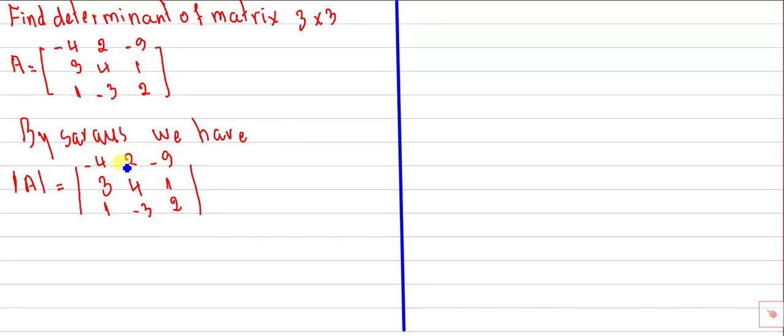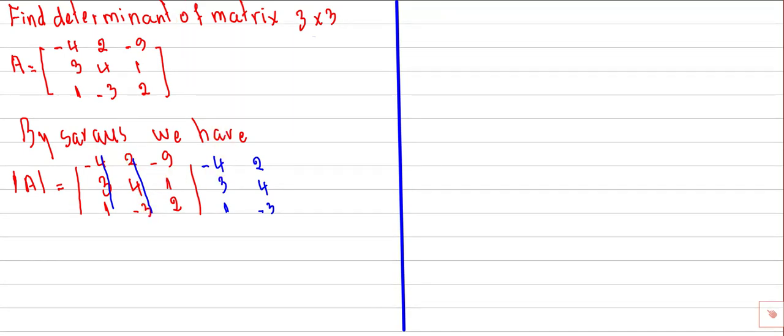So for the series method, if we have a 3 by 3 matrix, we just add two columns of the matrix A. I add the first column: 1, 3, minus 4, 1, 3, 3, 1, and the second column is 2, 4, and minus 3. So I add column 1 and column 2 to this one.